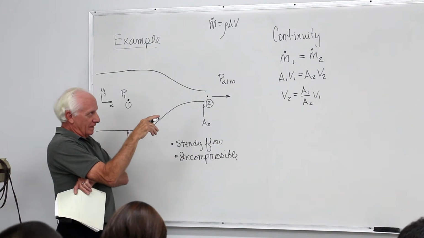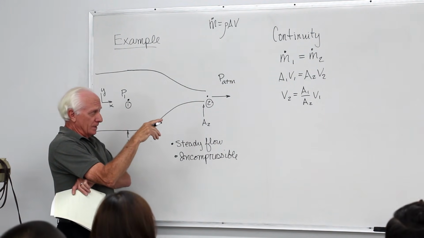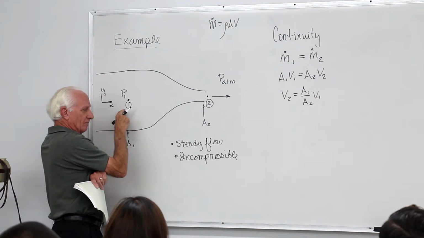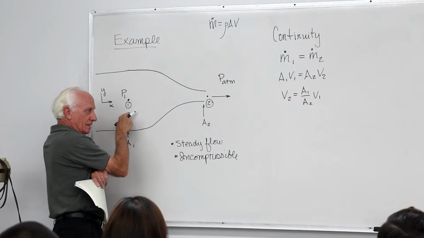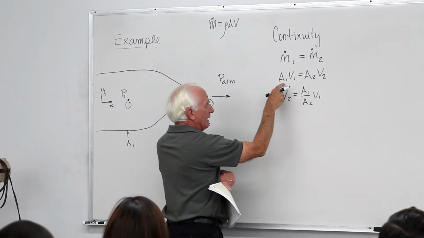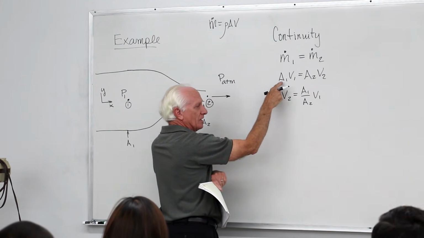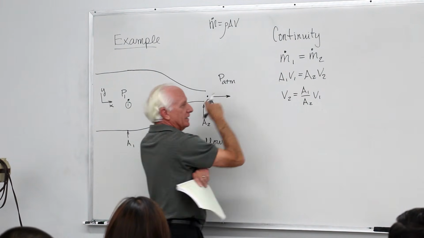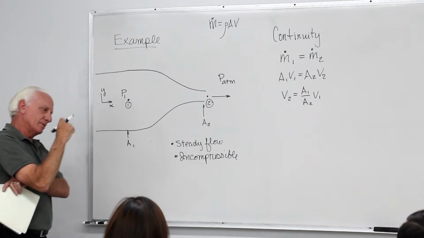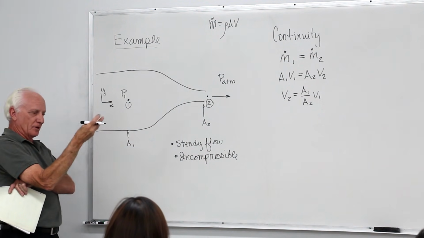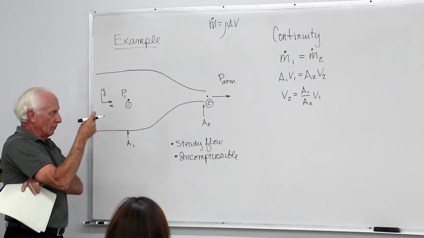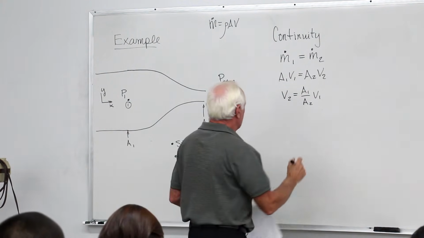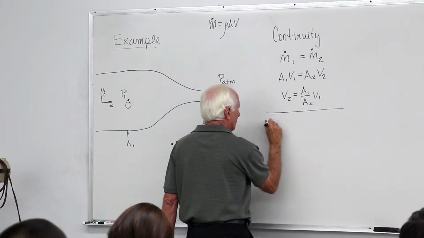That means since A1 is bigger than A2, obviously the velocity at 2 is going to be bigger than the velocity at 1. But the volumetric flow rate at 2 is the same as the volumetric flow rate at 1. And the mass flow rate at 2 equals the mass flow rate at 1. So those are the 3 equations you got. One is the mass flow rate, one is the volumetric flow rate, and one is the velocity. Now let's go to Bernoulli's.